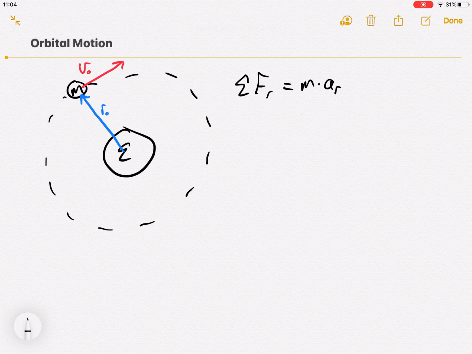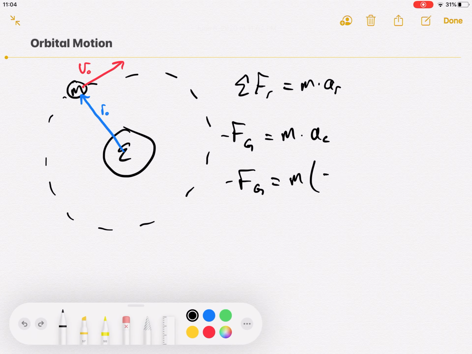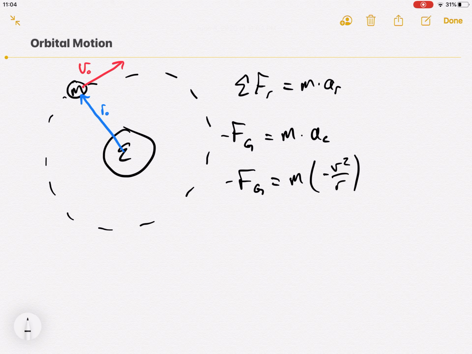In this case, the only force radially is gravitational, right? It's capital F capital G, and if it's radially inward, we could call that negative. That's going to cause centripetal acceleration, which we would also write as some negative thing in the next line. So we'll do this: minus Fg equals m times minus v squared over r. Okay, so here the minus signs kind of go away. They don't really matter because both of these are radially inward. And v is v orbit, and r is r orbit.